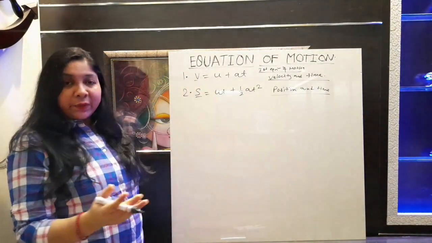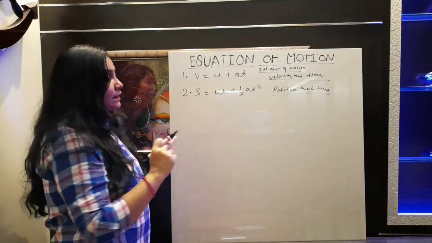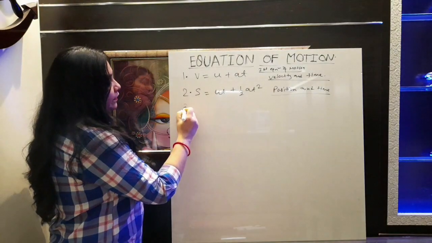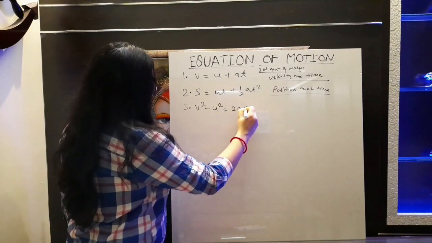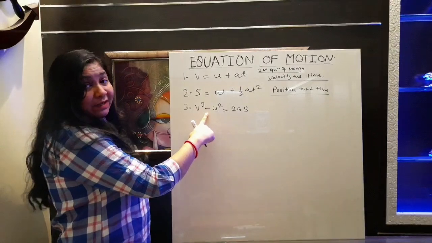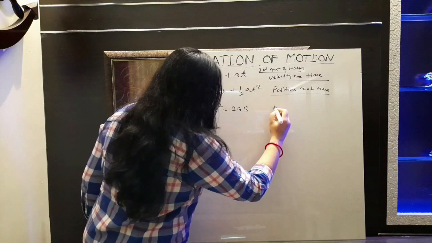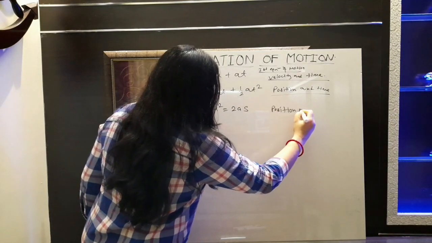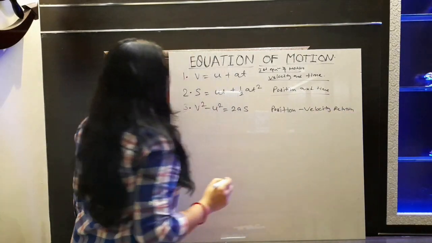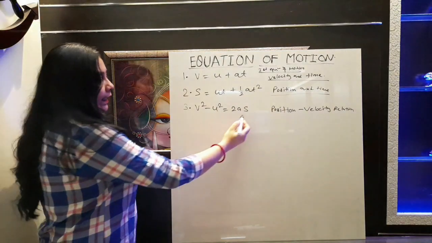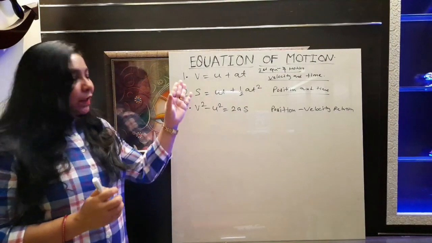Now I am going to write the third equation. The first equation was V = U + AT. The second equation is S = UT + 1/2 AT². And the third equation is V² - U² = 2AS. This is the third equation of motion, which is the position-velocity relation. It relates position and velocity. Here S is position, and V and U stand for velocity. So we have three equations of motion.